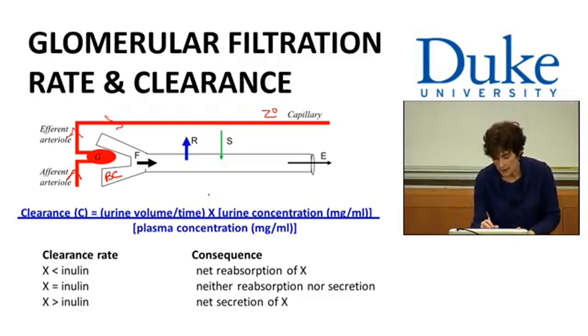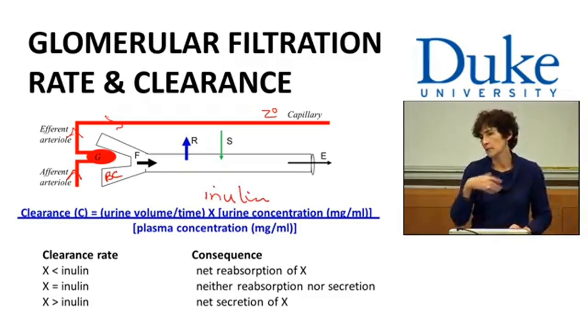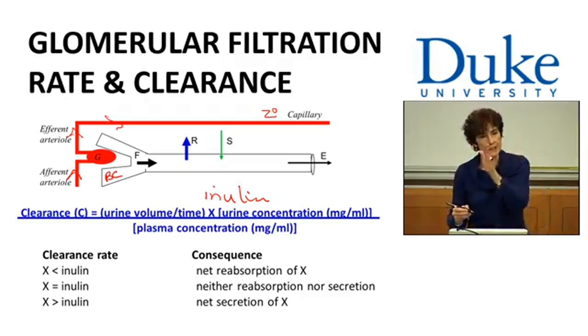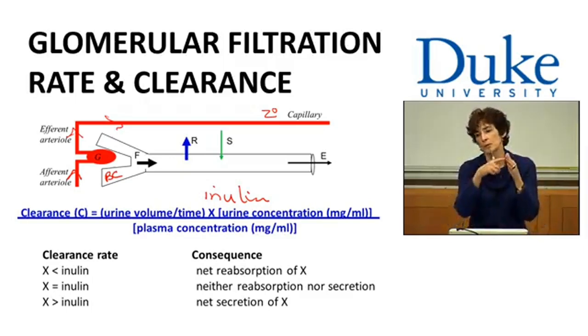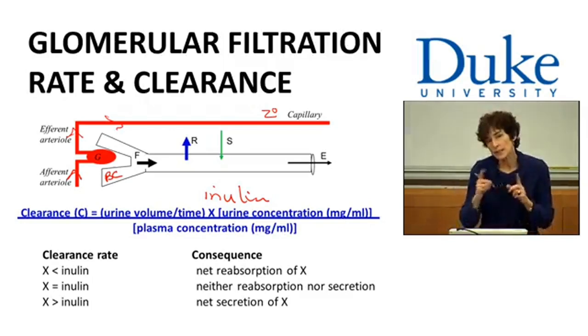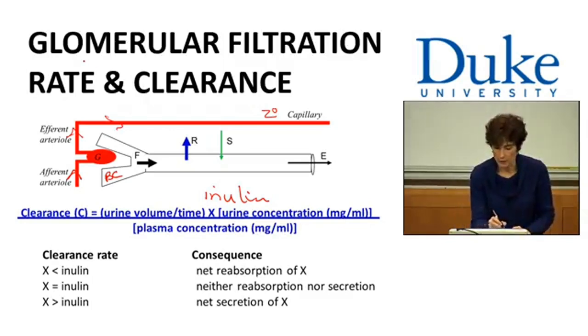This is inulin. It's not insulin, but inulin. And inulin is a large polysaccharide. It's a polymer of fructose. Inulin is freely filtered. It enters into the tubule, but it's not reabsorbed and it's not secreted, so that its excretion rate equals the filtration rate. And by using inulin, then we can measure GFR, or the glomerular filtration rate.